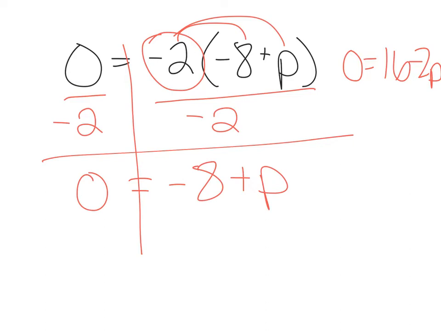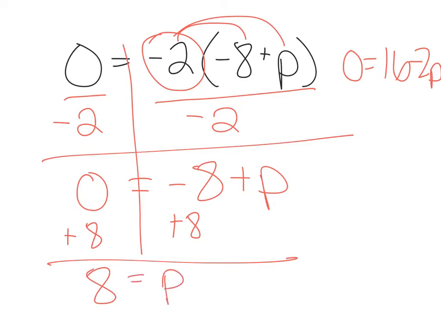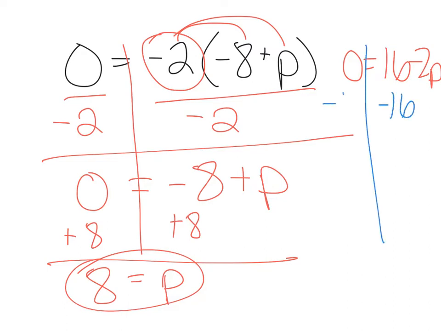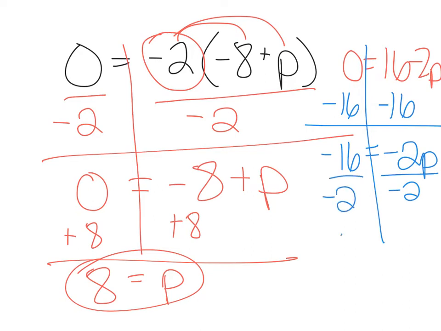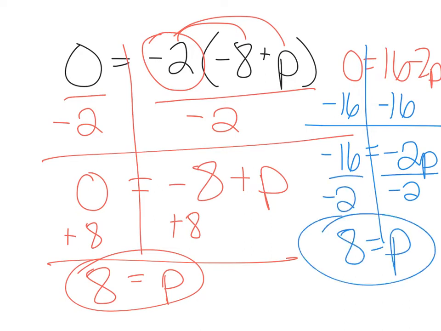Again, you'll get to the same answer. At this point, we have to get rid of the -8, so we do the inverse and add 8 to both sides. We end up with 8 equals p as our final answer. I'll solve it the other way too so you can see it. I would subtract 16, which would make -16 equals -2p, divide by -2 on both sides, and get 8 equals p, same thing. You can either distribute first, or get rid of that -2 by doing the inverse, which would be division.